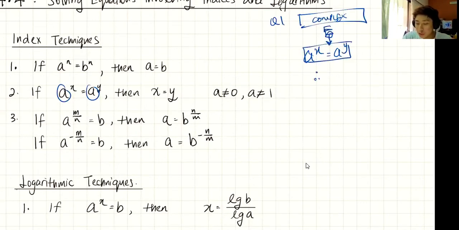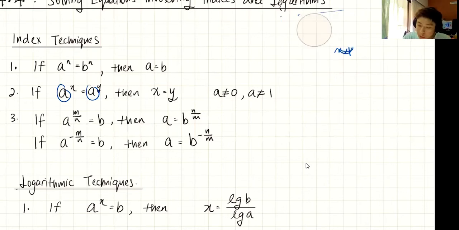Therefore, you can deduce by comparing, because this is a to the power of x, a to the power of y, and both of them are equal to each other. I think I've done a few questions on this in chapter 4.1. So when you have a to the power of x equals a to the power of y, you can straight away deduce that x is equal to y. Whatever is in the power is equal to whatever is in the power, because they have the same base and they are equal. So number 1 and number 2 are very easy to remember. Basically, one is same power, one is same base.